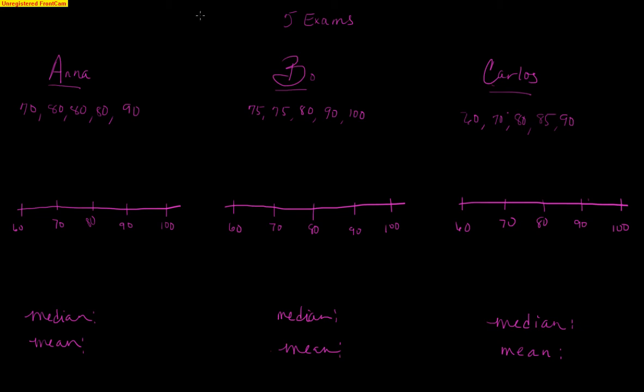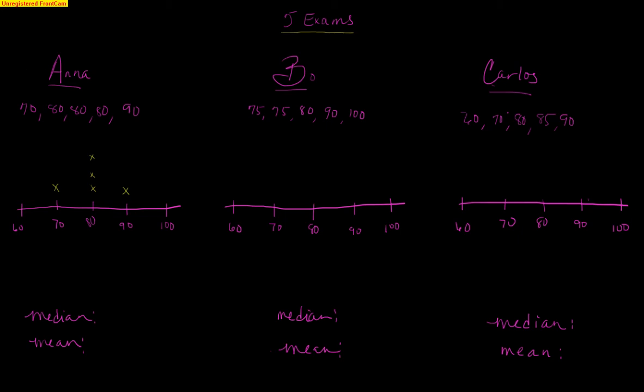Let's say I gave my students 5 exams, and I'm looking at the data of 3 of my students. Let's start over here with Anna. Now Anna, and I'm just going to make a little dot plot. Anna here scored a 70 on the first test. Then she scored 3 80s on the next 3 tests. And then she scored a 90 on the 5th test.